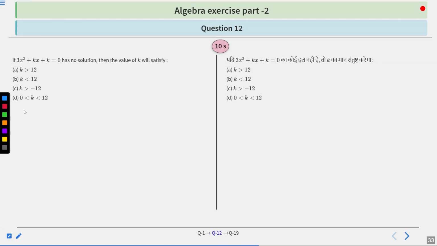Next one is, if 3x square plus kx plus k equal to 0 has no solution, then the value of k will satisfy. And options are option A k is greater than 12, option B k is less than 12, option C k is greater than minus 12, and option D k is greater than 0 but less than 12. These are the options.